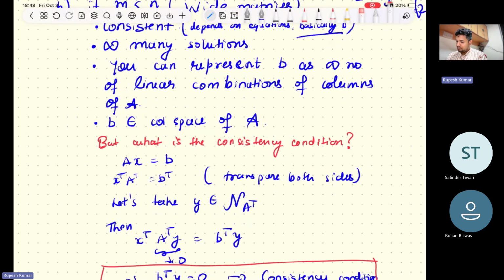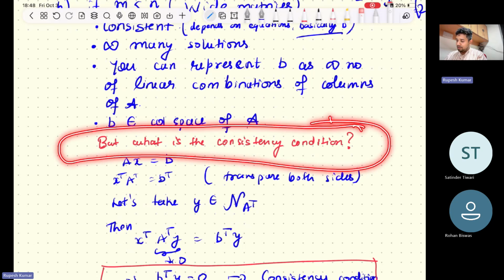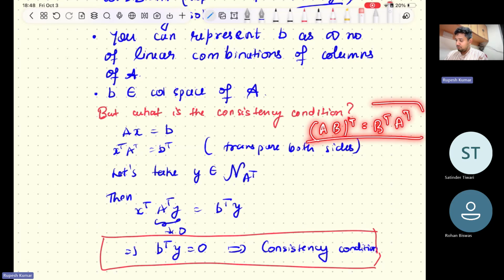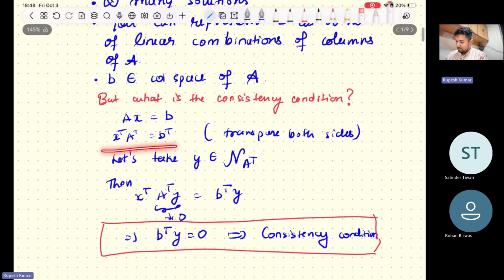Now the question is, when are these consistent? Can we quantify this? Yes, we can. Let's say I'm trying to solve AX equals B. Then I can take the transpose on both sides and get X transpose A transpose equals B transpose. You know the property that the transpose of a product of two matrices equals the transpose of the second multiplied by the transpose of the first.